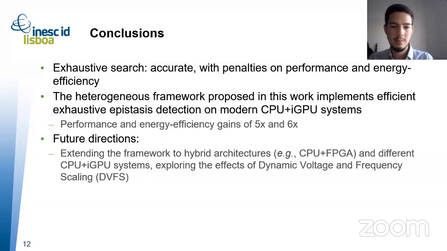We have obtained performance gains of up to 5 times relative to the base CPU version, and energy efficiency gains of up to 6 times compared to the CPU version. Future directions of this work include extending this heterogeneous framework to hybrid architectures consisting of a CPU and FPGA, and also different CPU and iGPU systems, and exploring the effects of dynamic voltage and frequency scaling.